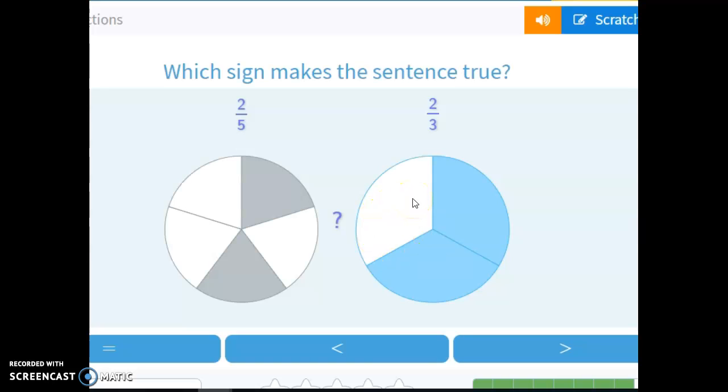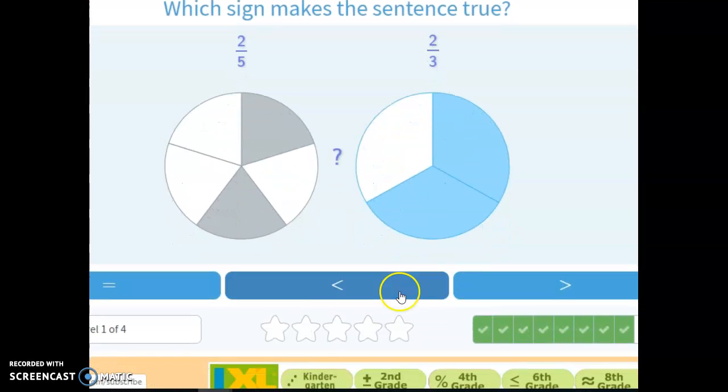Your goal when you play this today will be to get to level 2. Okay, right now I'm at 1 out of 4. If you want to go 3 out of 4 or 4 out of 4, you keep going for it, okay?